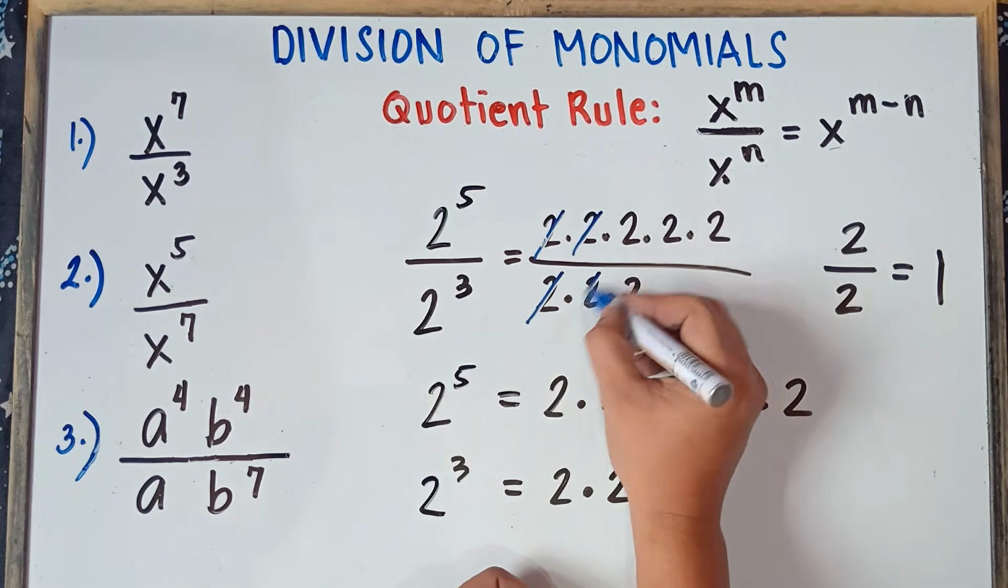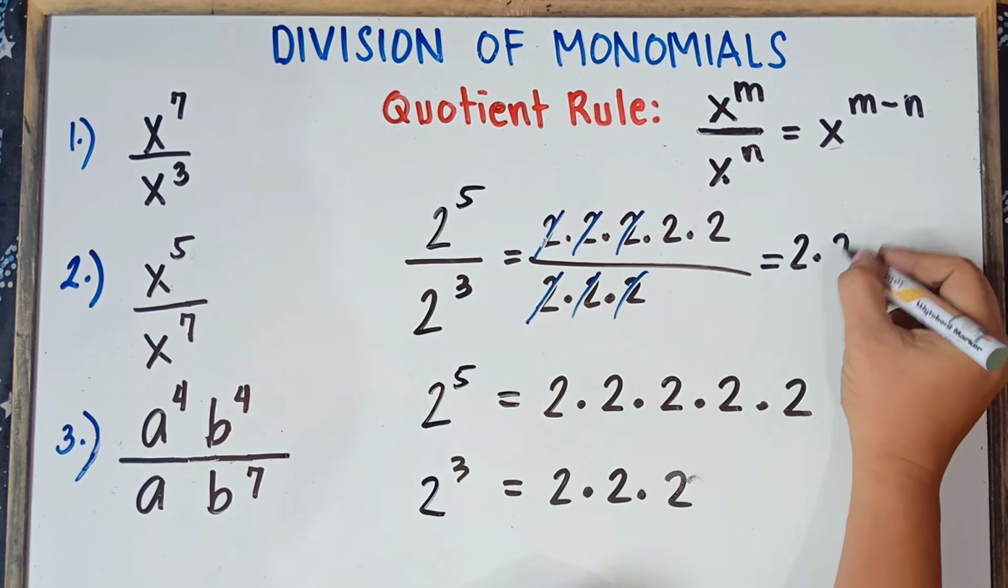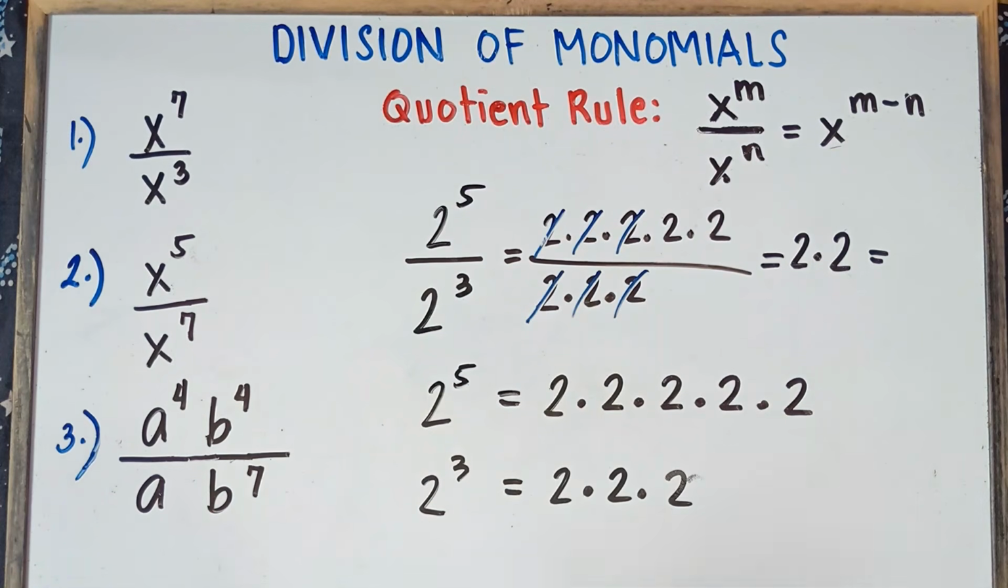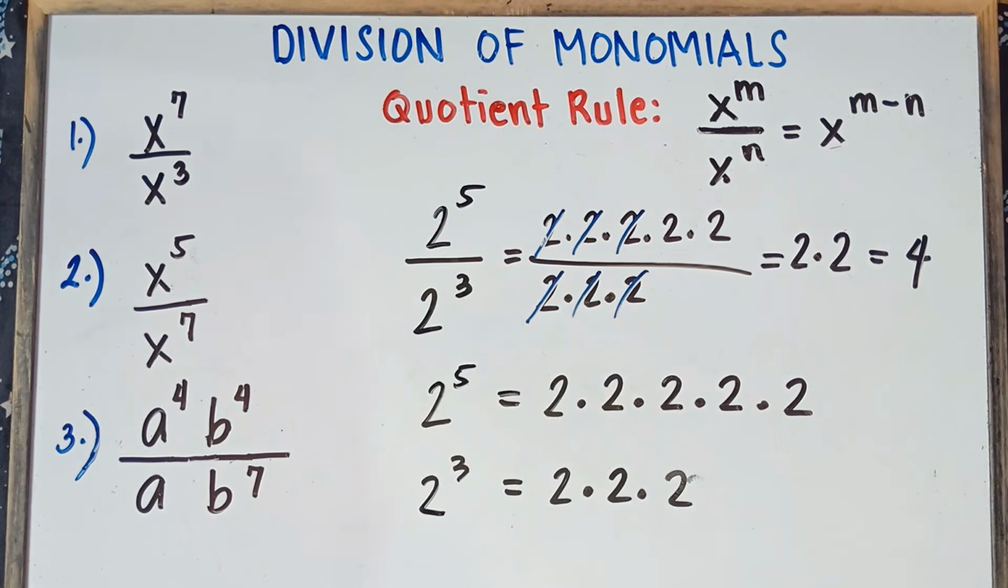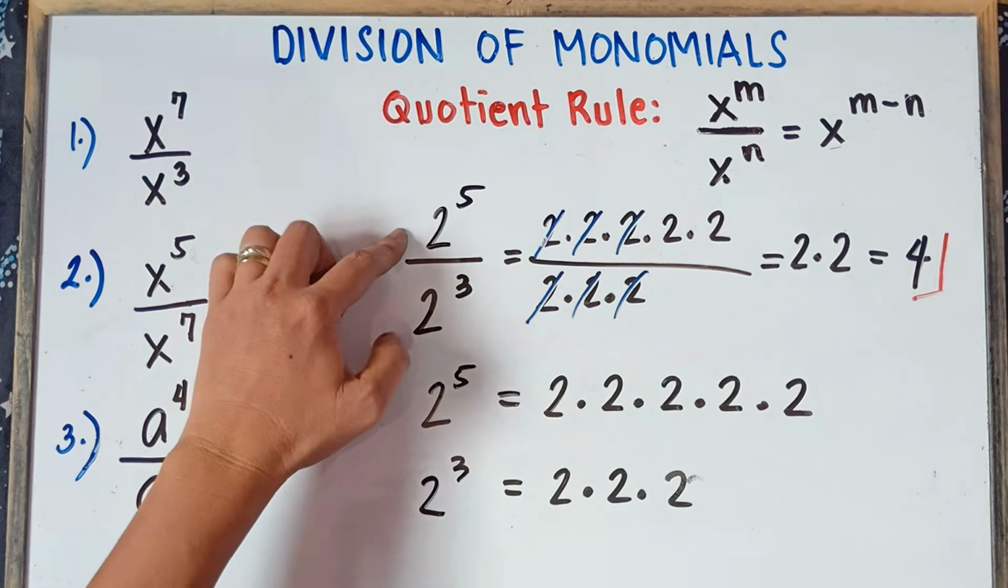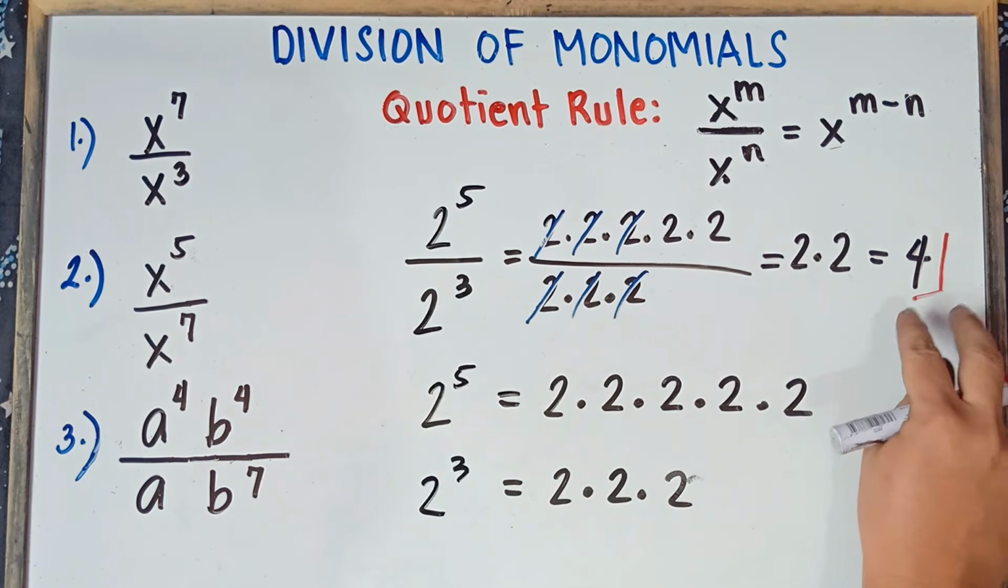So we can cancel this out, and the remaining expression would be 2 times 2. Now, what is 2 times 2? That's correct, 2 times 2 would be 4. So therefore, class, when you divide 2 raised to the power of 5 and 2 raised to the power of 3, the answer is 4.